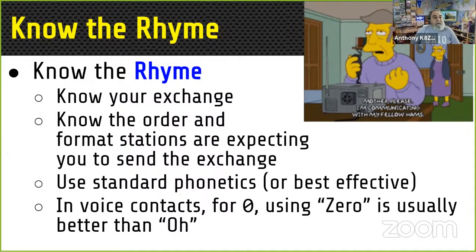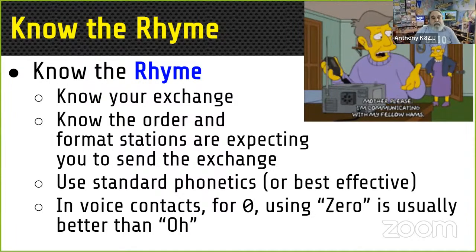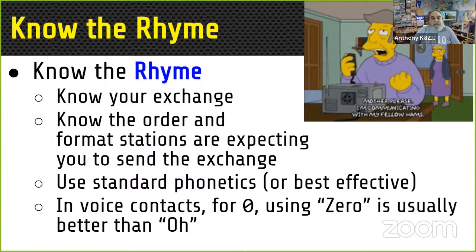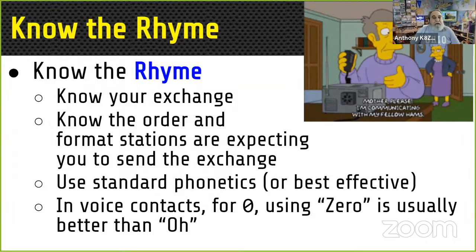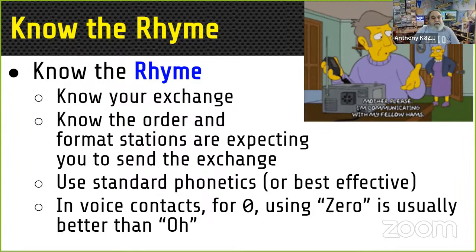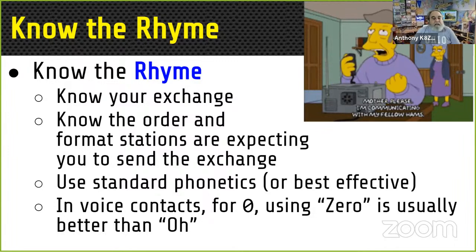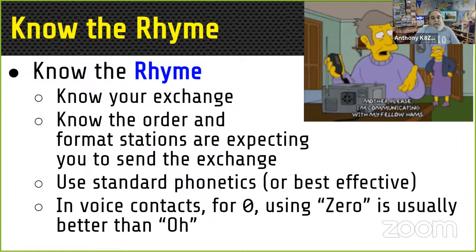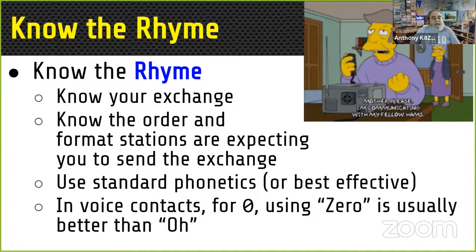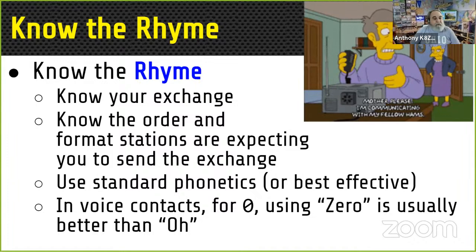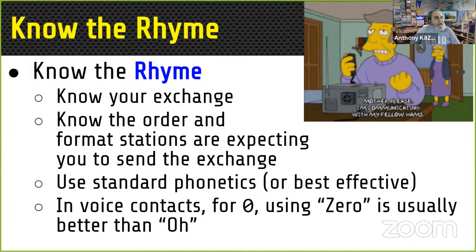Let's talk about the rhyme a little bit. Knowing the rhyme. Know your exchange. If you're going to be operating in a contest or even just making a casual QSO, knowing what you're going to give as your exchange back to the other station is very helpful. You don't want to have to sit there and wait or try and figure out what it is. The general rule on contesting is if you're eligible for the station to work you, they'd be happy to work you as long as you can provide them with the exchange that they need.